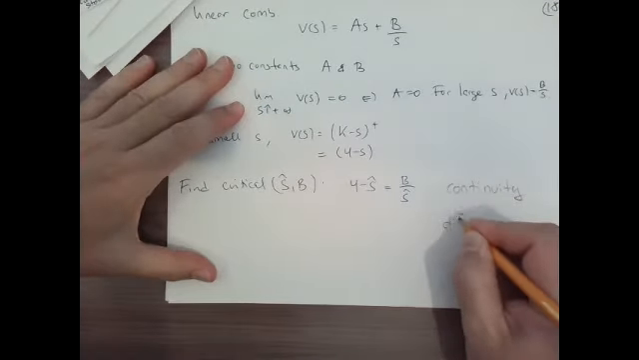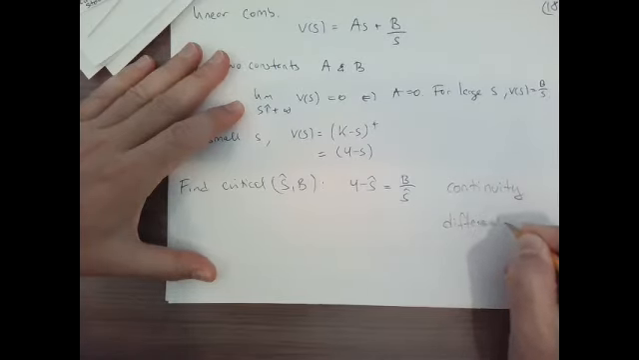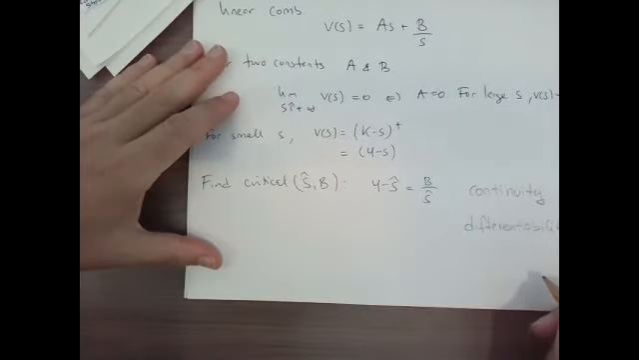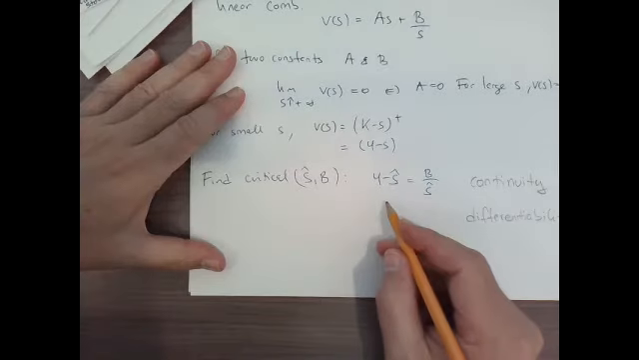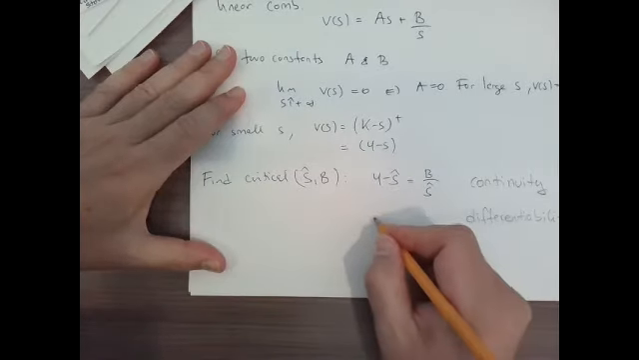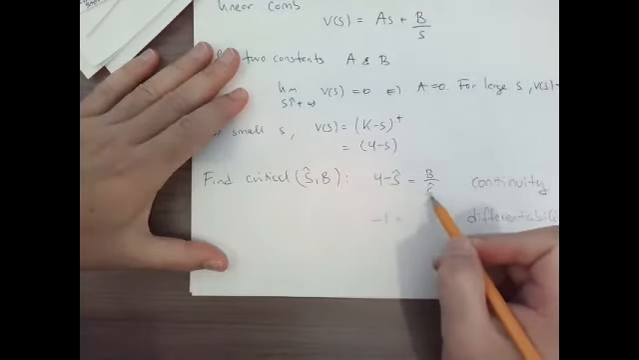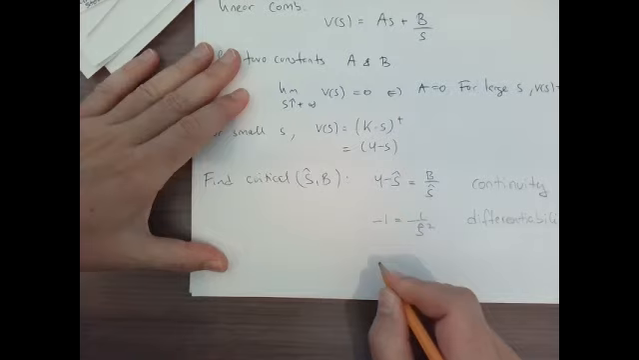Maybe more will be true. Maybe we'll also have differentiability. So we compute the derivative of the left-hand side with respect to s. This is going to be minus 1. And we compute the derivative with respect to s of the right-hand side. This is going to be minus 1 over s hat squared times b.